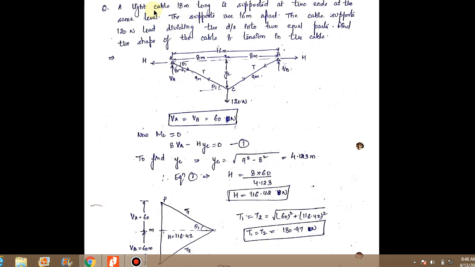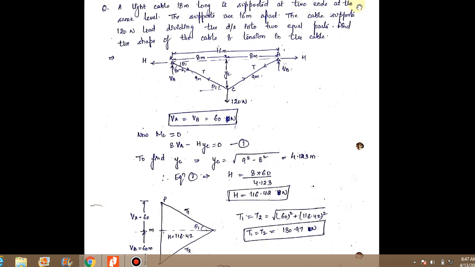See, now in this question we are given that a light cable is 18 meter long. Now the length of the cable you are given, the length of the cable is 18 meter. See, 18 is not this horizontal distance. 18 is the length of the cord, the deformed shape, the deformed length of the cord. So the length AC plus CB is 18 meters.